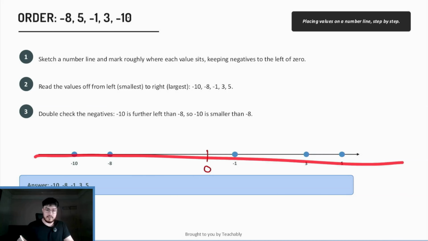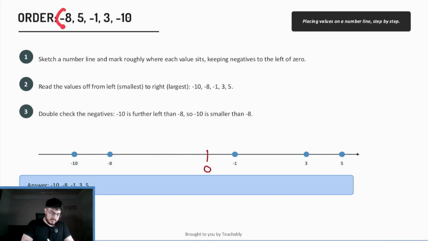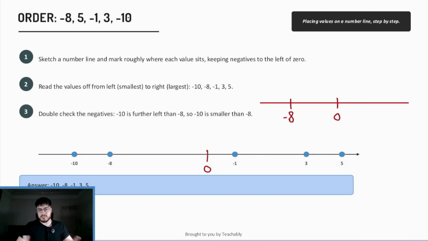Then I would draw a little line, and start marking all of these things. So I'll put 0 there, and then go along. -8, well, let's just say it's roughly here. We don't know if we're going to have a larger or smaller number, so let's just put -8 there. Then the next number is 5, so it has to be a bit closer to 0 than the -8. I'm just going to put it right there.